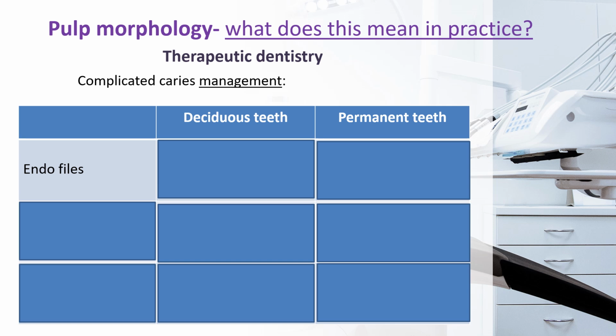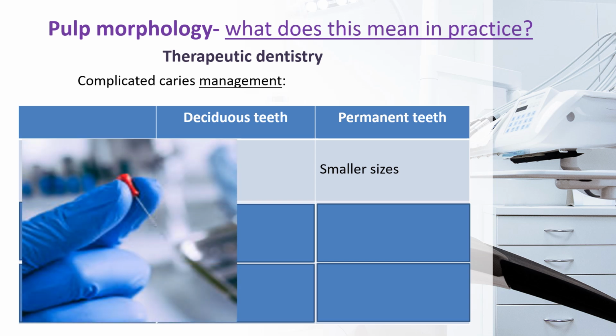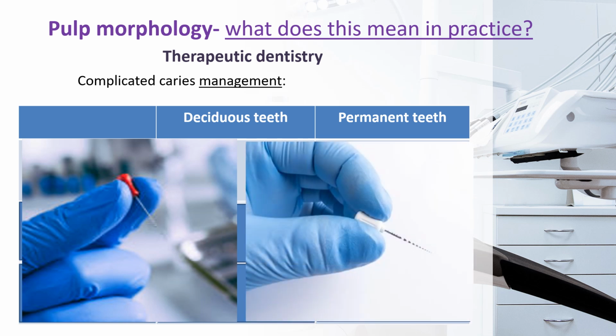Endofiles, root canal files. For temporary teeth, we must choose bigger sizes. For permanent teeth, smaller sizes. Bigger sizes for temporary teeth and smaller sizes for permanent teeth. Could you tell me, doctors, what size numbers are shown on this picture?